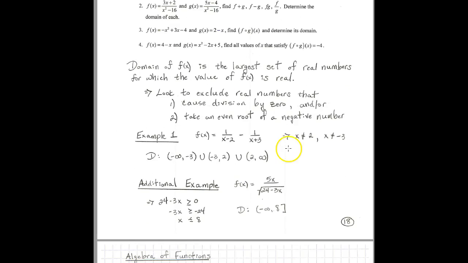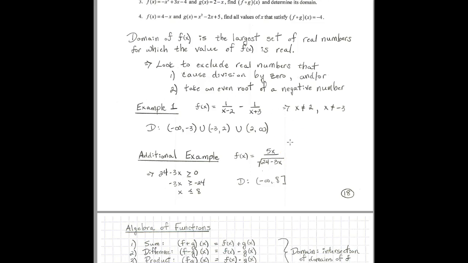Okay, so find the domain of a function. The domain of any function is the largest set of real numbers, so the largest set of x's for which the value of f of x itself is real. So all I really want you to do in this class is to look to exclude some numbers. And the two things that you need to look for are division by zero. Any number that would cause us to divide by zero is bad, and or take an even root of a negative number. Okay? We can't take an even root of a negative number. You can't take the square root of -3, right? There is no such thing.